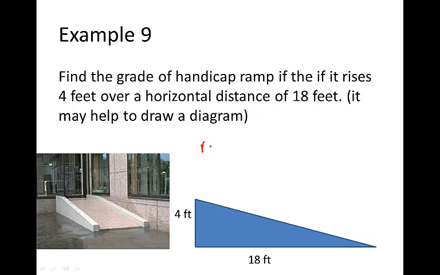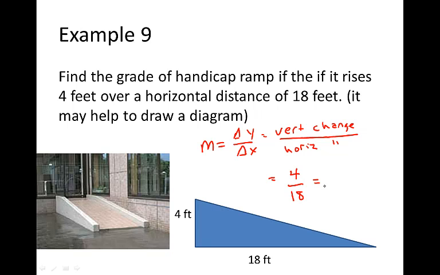So again, my slope, the grade, is change in y over change in x. Sometimes when working with geometric shapes, this change in y is my vertical change, and the change in x is the horizontal change. So that might make it easier for you to think about. So in this case, my change in y is 4. We'll leave the units off for now. The change in the horizontal distance is 18.